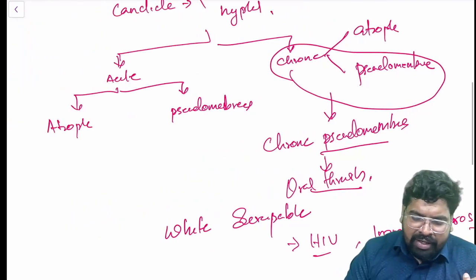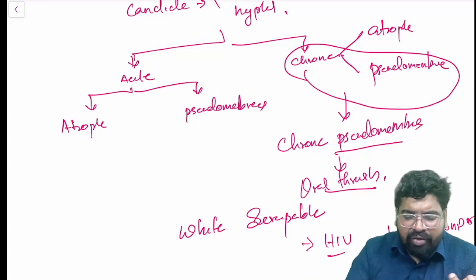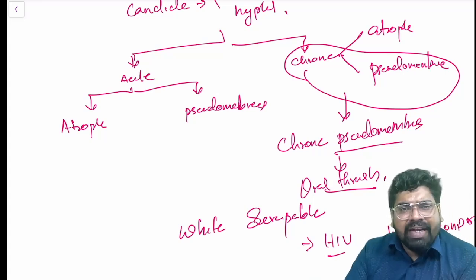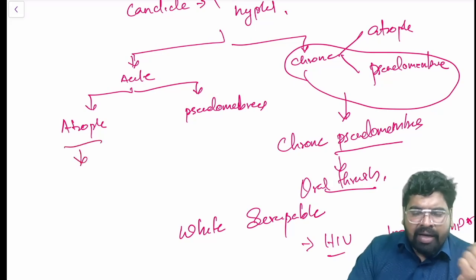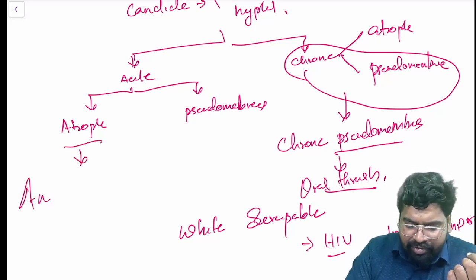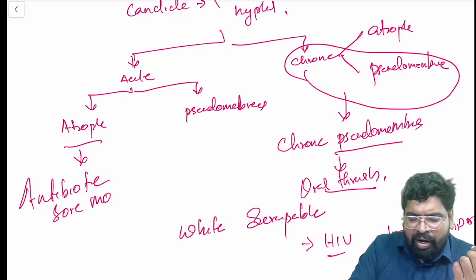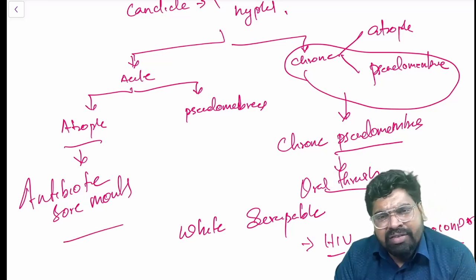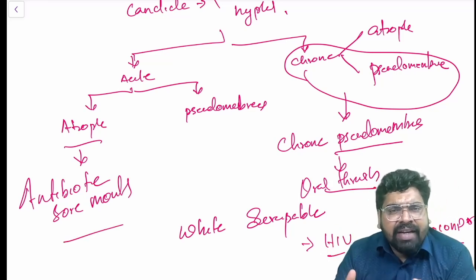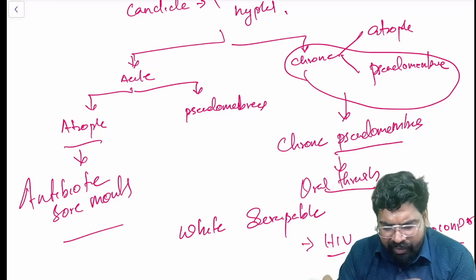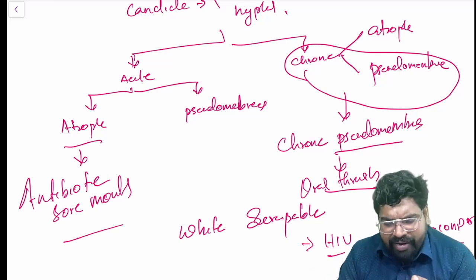Now, the acute atrophic variant is mainly seen when you have antibiotic sore mouth. If you are using a large amount of antibiotics, the type of candidal infection you get in the oral cavity is antibiotic sore mouth, so that is an atrophic variant. So this is a basic idea about your candidal infection.